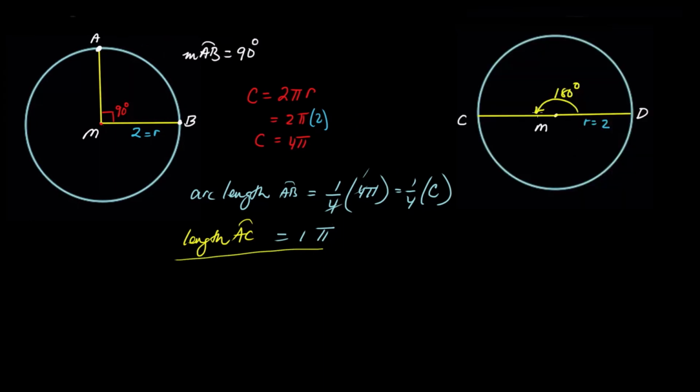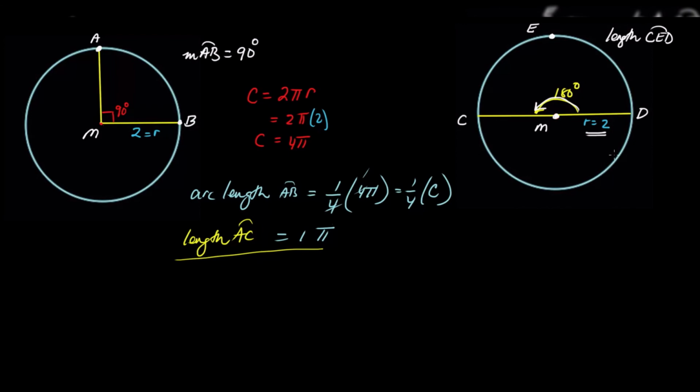Now imagine a second scenario. I have drawn the same circle over here, circle M, and the radius is still 2. Now here I have a 180-degree angle, and I want to know the arc length. So let's put another point here, point E. I want to know the length of arc CED. Now the central angle is 180 degrees, but I want to know the length over here, as if you were to measure it using a tape measure or a ruler, so to speak.